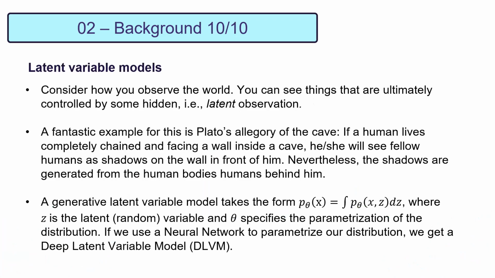So the final thing in our background is going to be latent variable models. This is a crucial idea for variational inference, because this is actually how we generate data. The idea here is pretty nice. If you consider the world you're observing in this moment, you see things, but what you're actually seeing is controlled by, or produced by, some other latent variable.